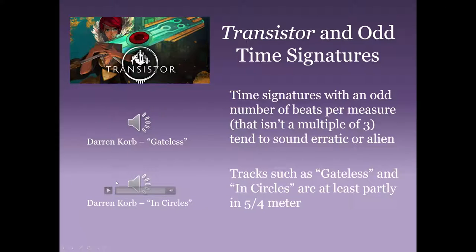In Circles is also in 5-4 meter, but only in the verses. In the chorus, it switches to 3-4, because you can change time signatures mid-song if you feel like it.